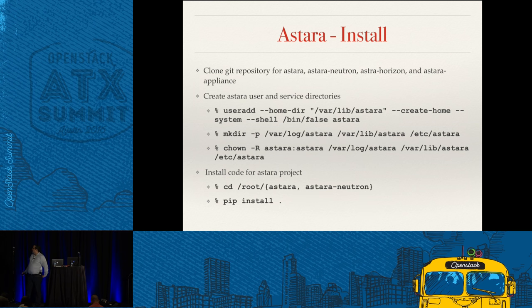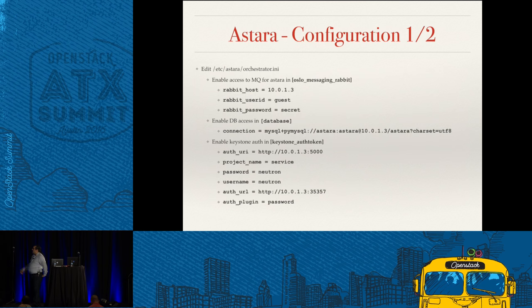So we'll create an Astara user and the required service directories. So user add, make directory, change the ownership for those directories to Astara. Then we go to the code base, so /root to Astara, do a pip install dot, that'll install the software for Astara and Astara Neutron. And then we'll actually configure Astara to actually connect to all the different projects.